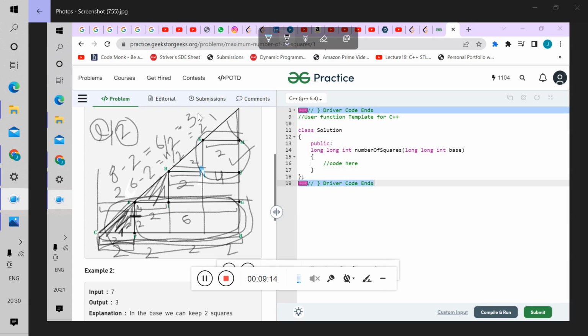If I add all these squares, there is a minimum of 1 square, right? So I can get a minimum of 1. If I add all these, I will get 3 plus 2 plus 1, that is equal to 6 squares. That is our answer. So you understand how we approach this question, right?